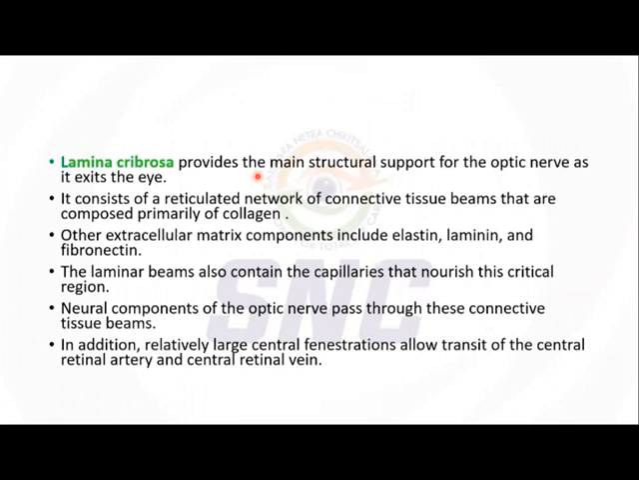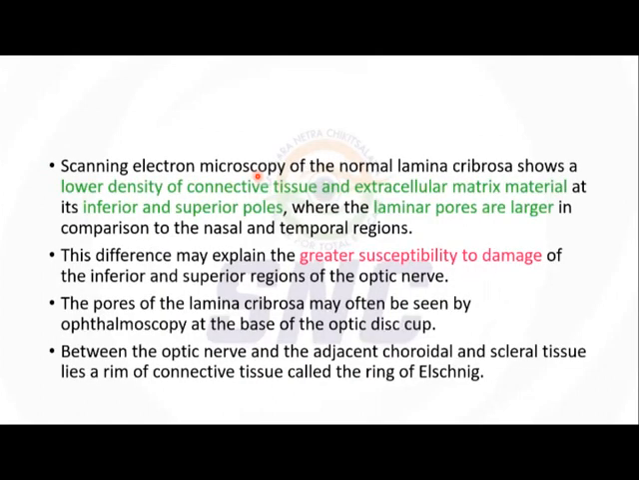Next, the lamina cribrosa. It provides the main structural support of the optic nerve as it exits the eye, and it consists of a reticulated network of connective tissue beams that are composed primarily of collagen, with extracellular matrix substances such as laminin and fibronectin also there. Laminar beams also contain capillaries that nourish this critical region. The neural components of the optic nerve pass through these connective tissue beams, and in addition, relatively large central fenestrations allow the passage of the central retinal artery and retinal vein through the lamina cribrosa.